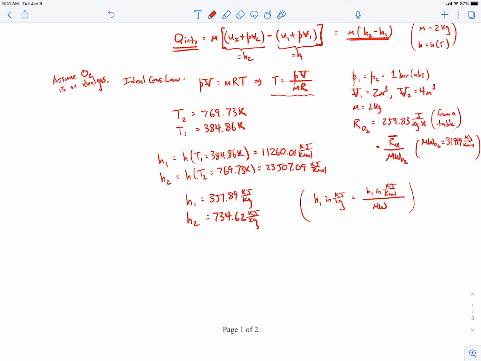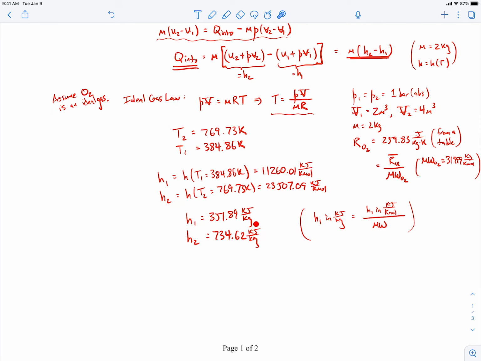Okay, so now that we have the specific enthalpies, we can plug them back up into this relation and calculate what the Q into is. And if you go through that calculation, the heat transfer into the oxygen comes out to be 765 kilojoules.